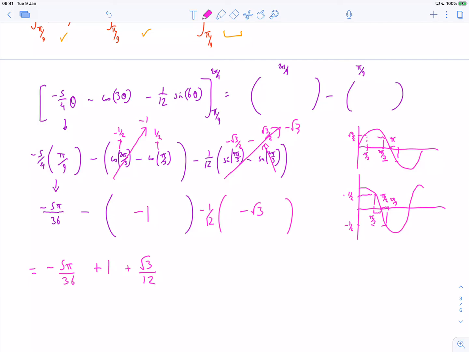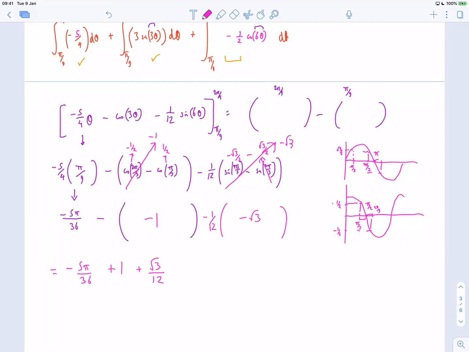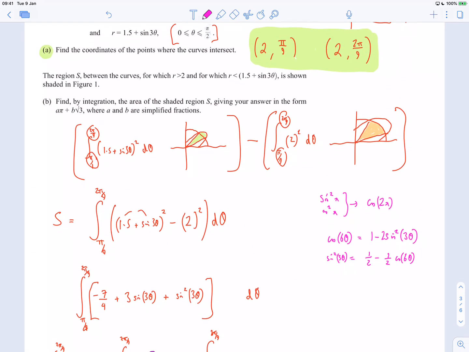Right. What's been the hubbub here? Have I made a mistake? I feel like the number term should have cancelled then. There shouldn't be a minus 1. That's interesting. What have I made a mistake on?